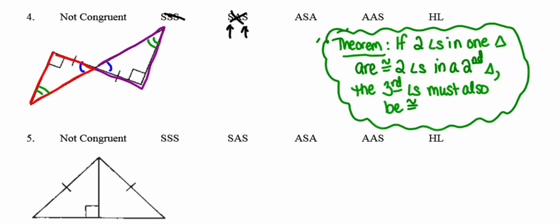Angle, side, angle will work if I look at the blue angle, the pair of congruent sides, and the right angle. So I like that one. Angle, angle, side will work if I look at the green angle, the right angle, and the pair of congruent sides. HL will not work because I don't have a pair of congruent hypotenuses. So there's a nice example of a pair of triangles that can be proved congruent by 2 different methods.